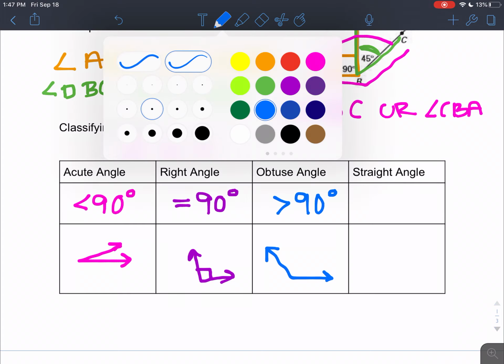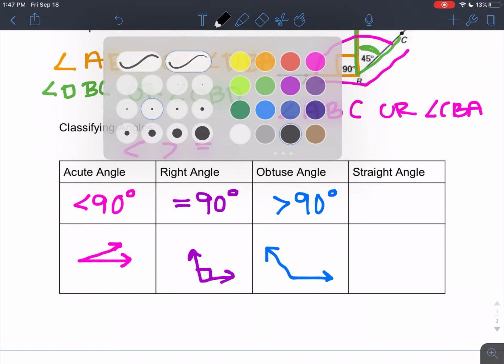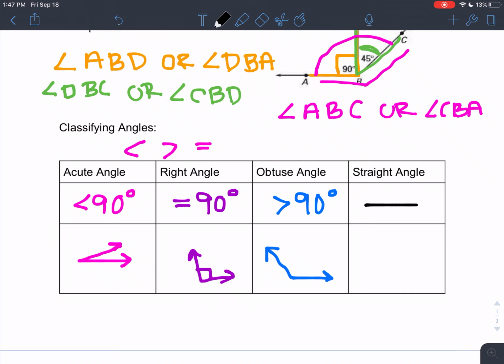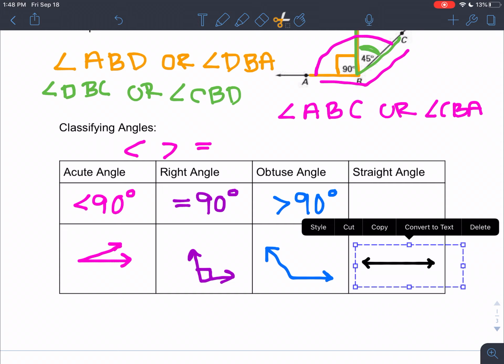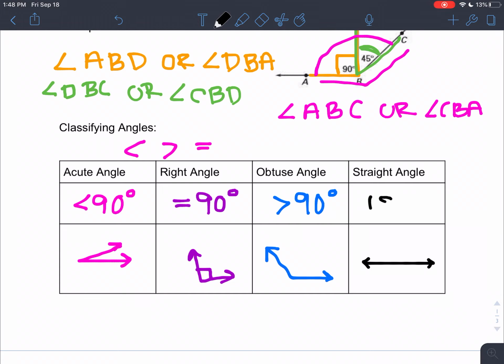And finally, a straight angle. A straight angle looks just like what it's called, straight across. Now this is exactly 180 degrees.